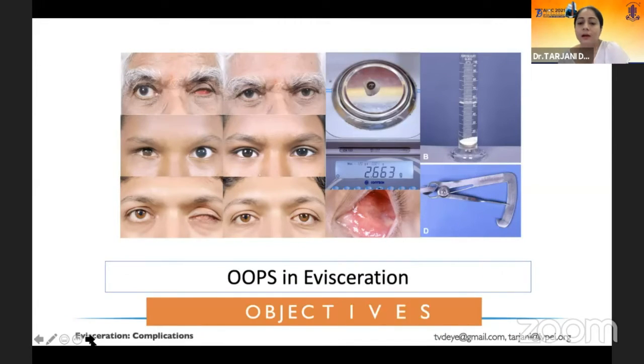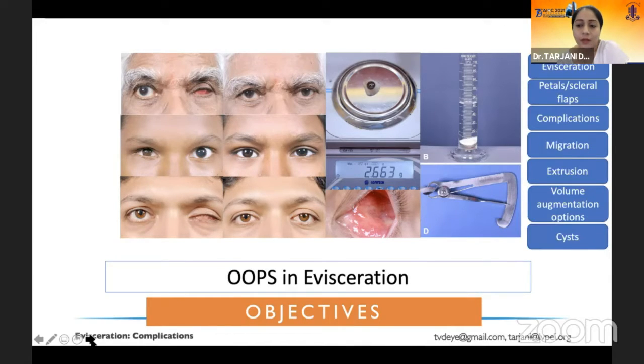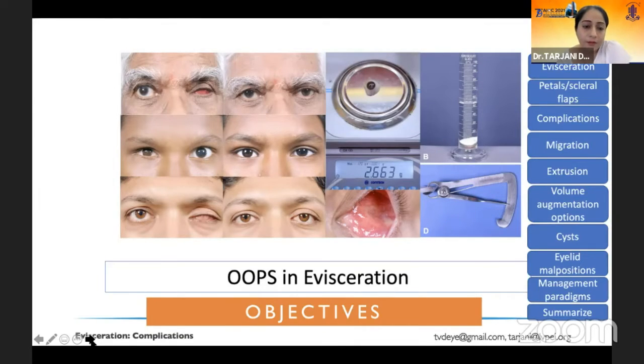Just to summarize, I have spoken to you about the different techniques of evisceration and the common complications such as migration, extrusion, volume loss, peri-implant cysts, and eyelid malpositions. Thank you so much. Thank you, Tarjini.